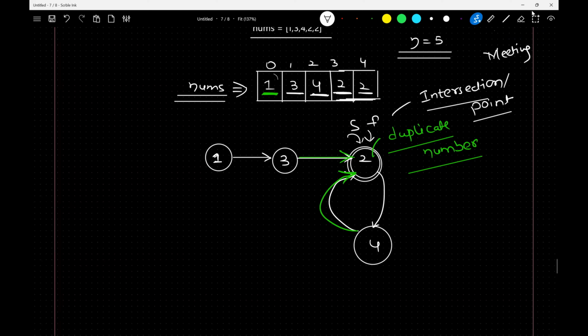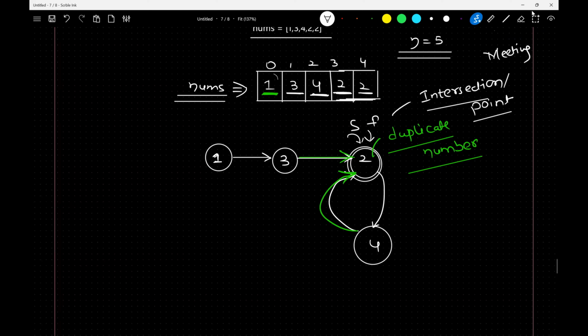In the next iteration, where will the slow pointer be pointing to? 2. Where will the fast pointer be pointing to? 2. Same 2. Yes, because 2 steps you have to move. Can I say, everyone, it means this is the intersection point? Yes. This is the intersection point. It can be some other point also. It's not that it is always the duplicate number only.